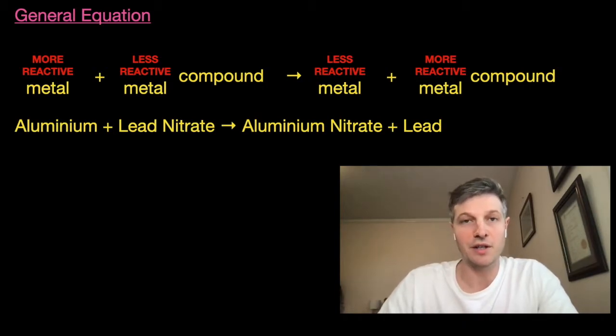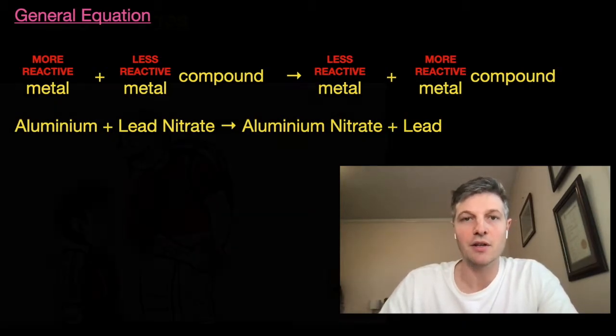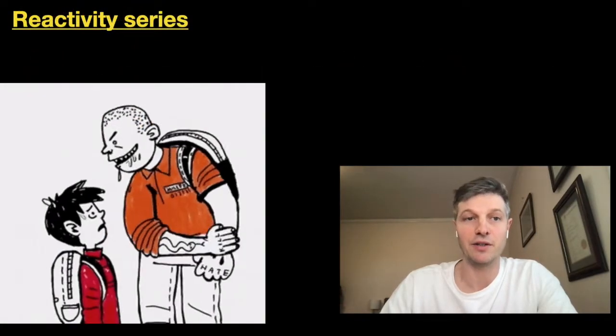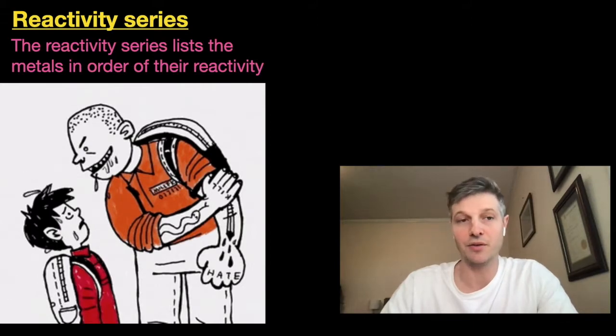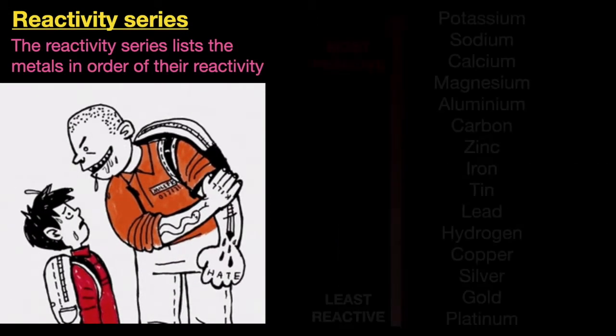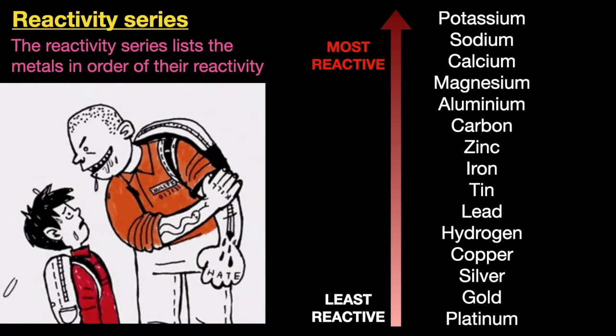Now, another question you're asking here is, how do we know which one's more reactive? This comes down to what we call the reactivity series, which is a list of all the metals in order of their reactivities. Here it is, and you can see potassium right at the top, with platinum, gold and silver at the bottom, the ones we call the least reactive.